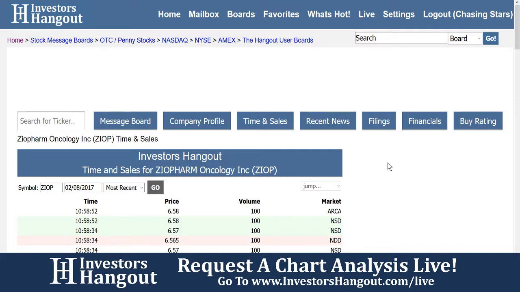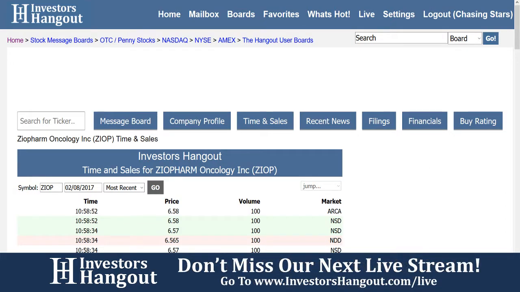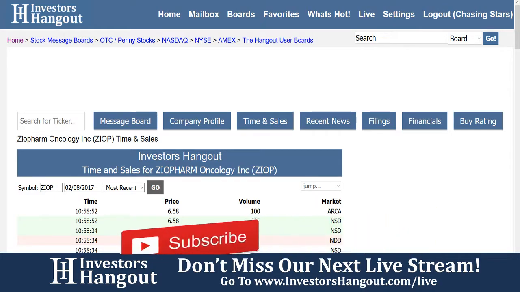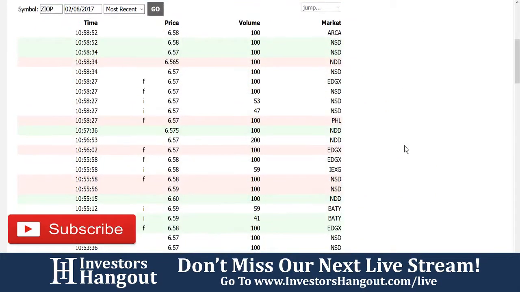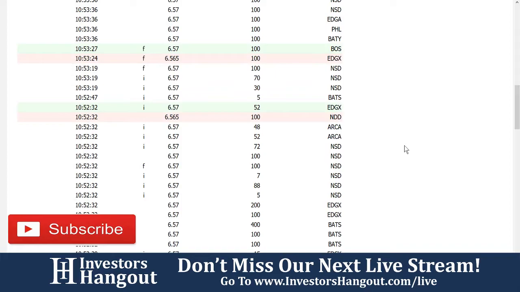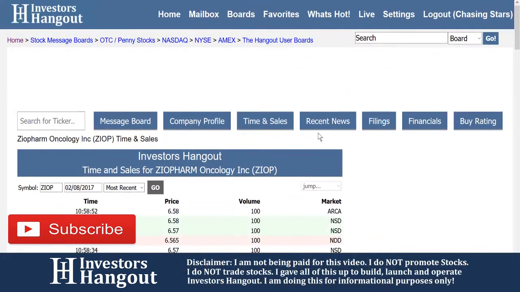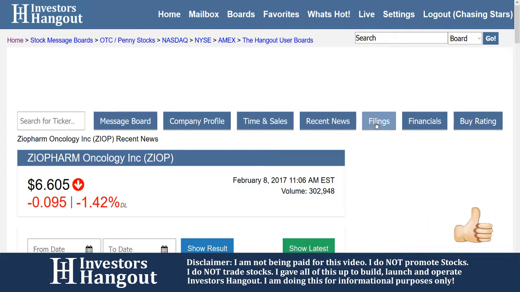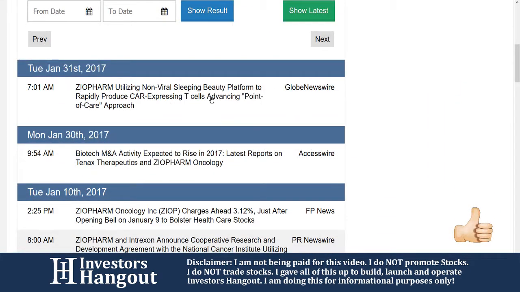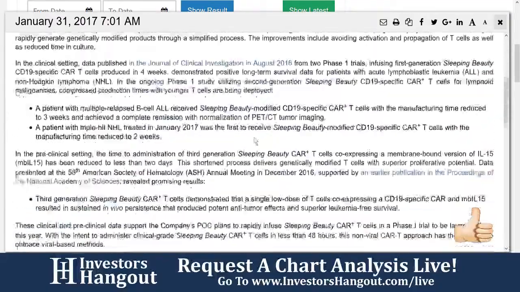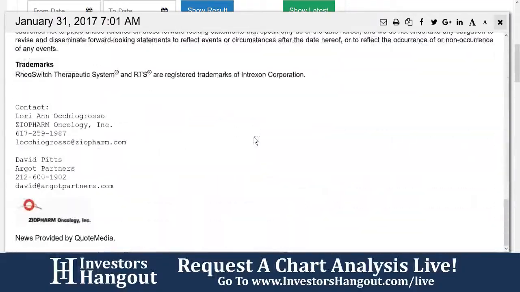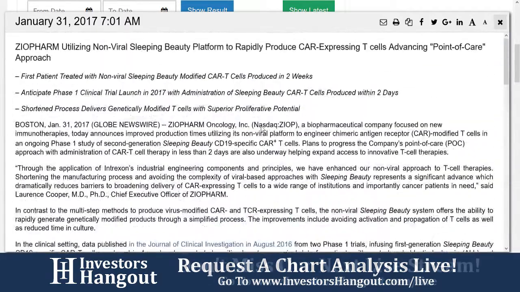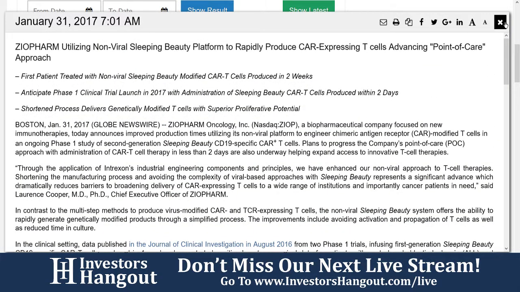So it states on January 1st, they announced improved production times utilizing its non-viral platform to engineer chimeric antigen receptor modified T cells in an ongoing phase 1 study of second generation Sleeping Beauty CD19 specific CAR T cells, and they plan to progress the company's point of care approach with administration of CAR T cell therapies in less than 2 days are also underway, helping expand access to innovative T cell therapies.